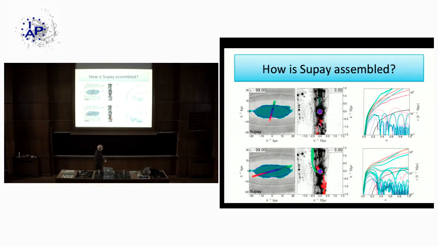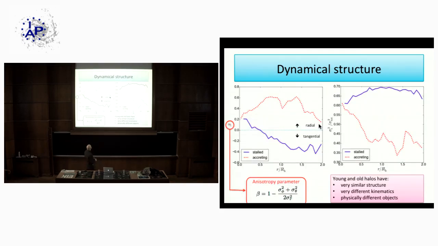So what we want to see now is if there is any effect on the internal structure of the halos. And so we go back to this anisotropy parameter that was used by Faltenbacher and White. And what we find is that stalled and accreting halos have completely different anisotropy profiles, in which accreting halos are dominated by radial motion, and stalled halos are dominated by tangential motion.